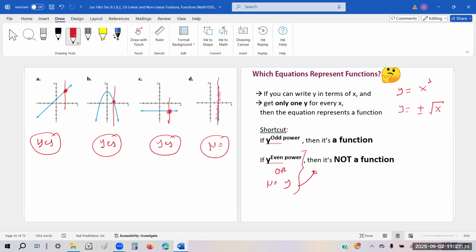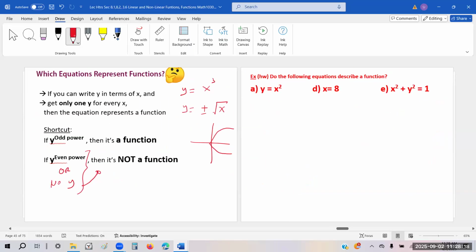Plus or minus radical. You have positive square root of x is this one. You have negative square root of x this one. So if you draw a vertical line, how many times does the vertical line intersect the graph? Once here, twice. It's not a function. So the top one is a positive square root of x. The bottom one is a negative square root of x. It's a reflection. So the vertical line intersects twice, not a function. So just by observing the power on the y, you can figure out whether they're a function or not.